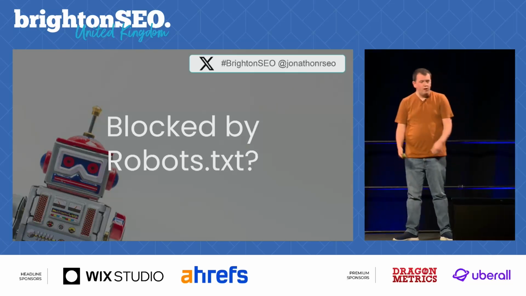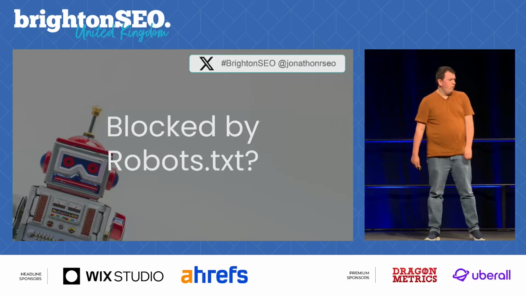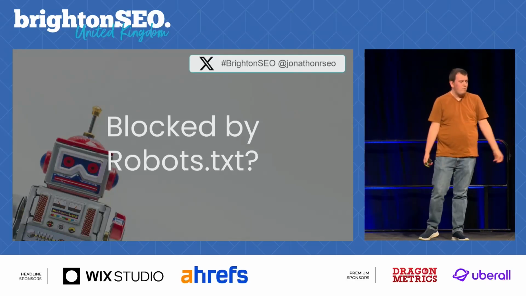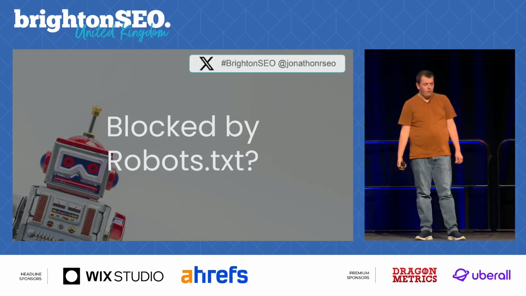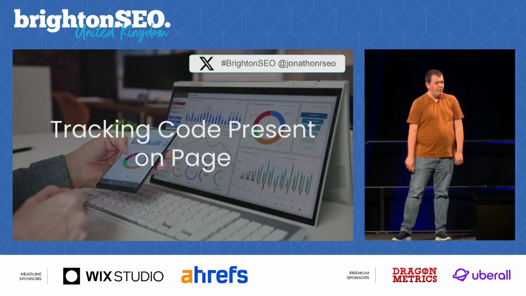Another really important one is we want to check if it's blocked by the robots.txt file. So, of course, we want the content to be indexable. If it's really important content, like I was saying before, we still want to really make sure that that is actually still pulling through and actually can be indexed.